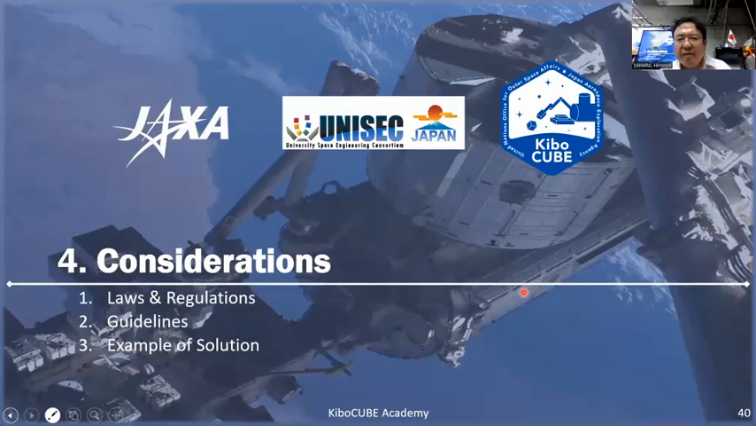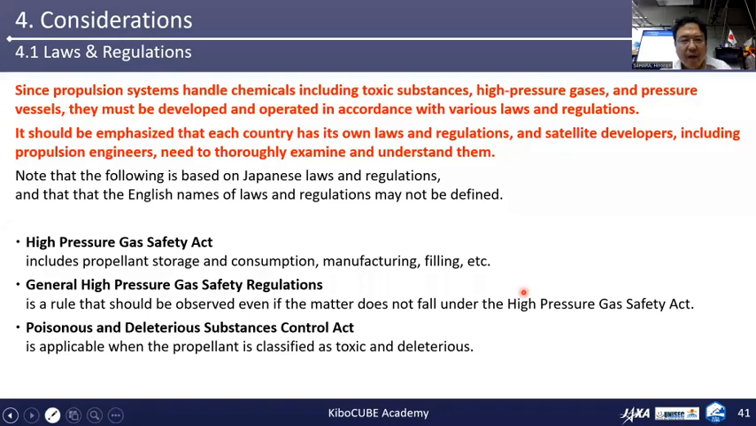Now, because propulsion systems handle chemicals and high-pressure gases, they can have a significant impact on personnel and equipment. Laws, regulations, and guidelines have strict provisions for ensuring safety. This section introduces them. Since propulsion systems handle chemicals, including toxic substances, high-pressure gases, and pressure vessels, they must be developed and operated in accordance with various laws and regulations.